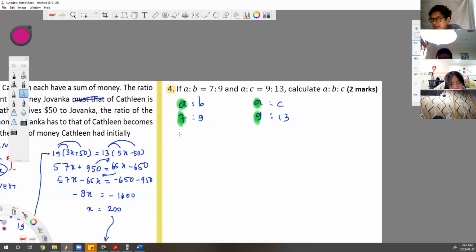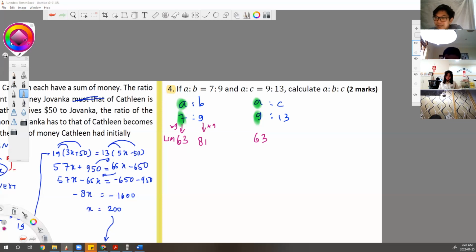7 and 9, the nearest is 63, right? Right, 7 and 9, 63, no lesser number. So this is called the lowest common multiple. And 7 to 63, you multiply by 9. So this also you multiply by 9, so 81. 9 to 63 is multiplied by 7. And so this will be multiplied by 7 also, 91, right? So the problem of the A is already the same. The A is done, 63 and 63.